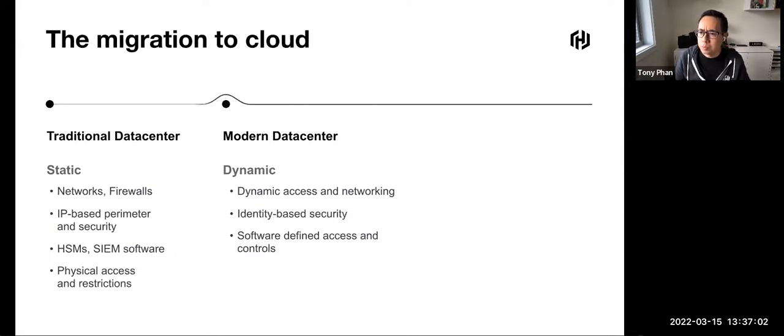A simple example of dynamic is IP addressing. Previously, IPs were static and long-lived, and often used as an identity. So when you refer to a workload, you'd refer to the IP address. That IP address would be used in firewall policies for access: who could access that IP, and who could not access that IP.